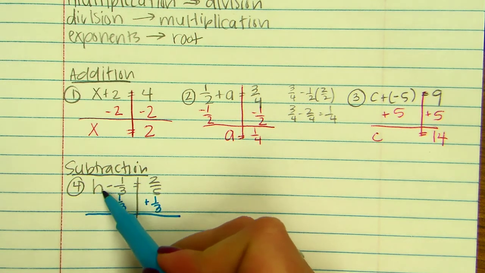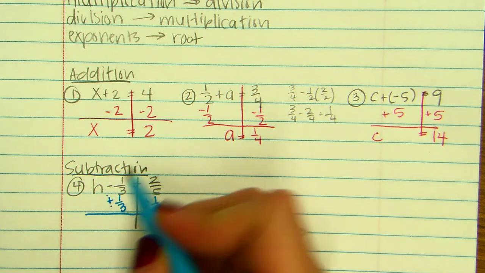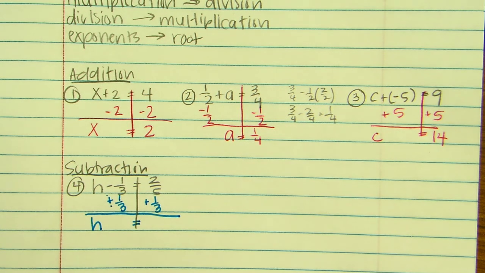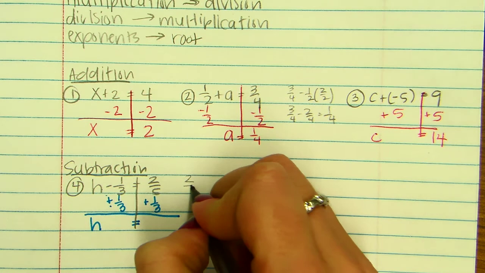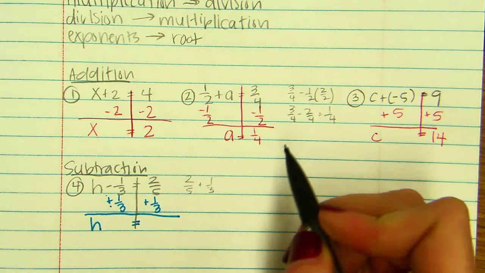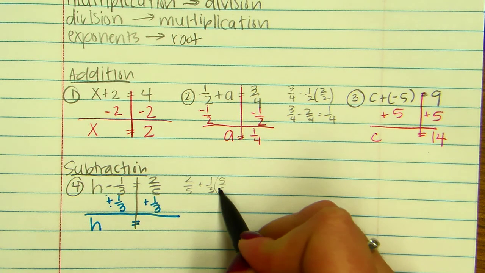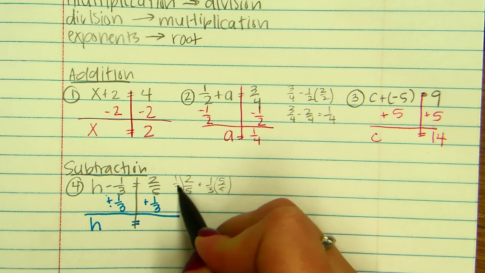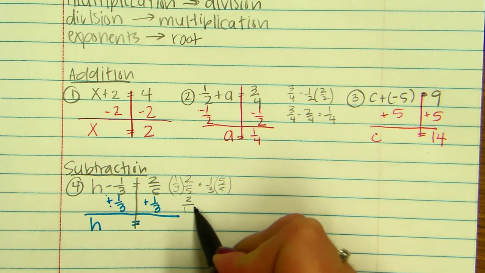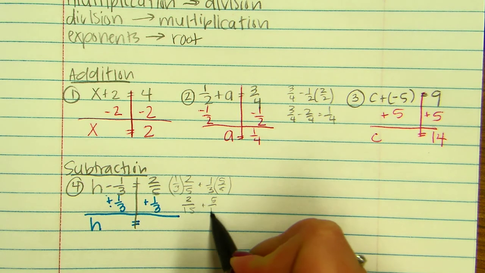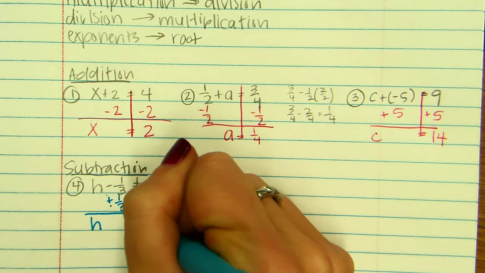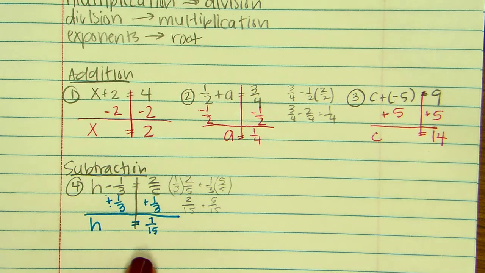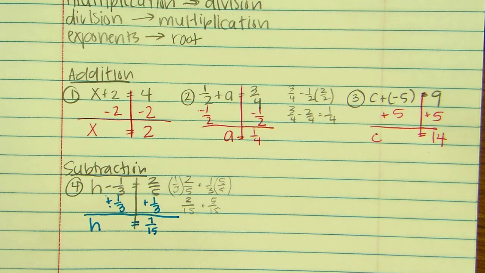And then this is really a -1/3 plus +1/3, which is 0. So I just have an h left on the left side. And then we have 2/5 plus 1/3. I have to make a common denominator, so I'll turn these both into 15ths. So I have 2/15 plus 5/15, which is 7/15. And again, if I plug that back in for h over here, 7/15 minus 1/3 will give me 2/5.